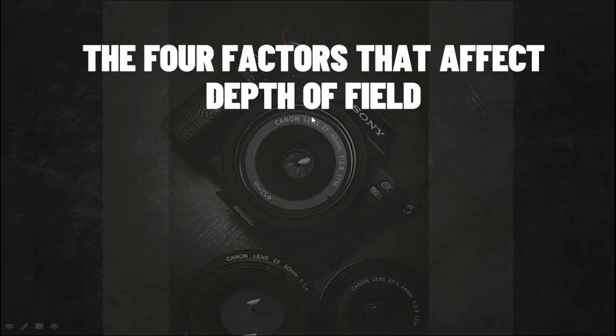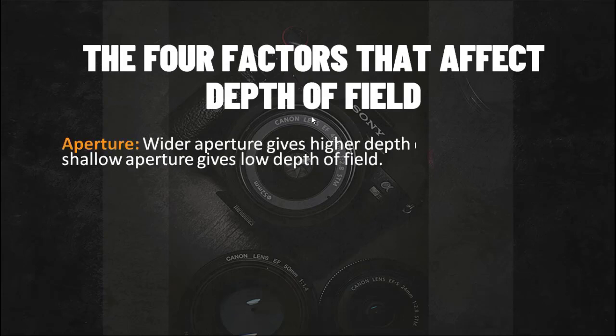Alright, now the 4 factors that affect depth of field in an image would include: 1, the aperture. A wider aperture gives greater depth of field, and a shallow aperture gives low depth of field. So if you want to have a very beautiful depth of field, you have to dial down your aperture as low as possible. And most low light lenses also give very beautiful bokeh effects. For example, the Nikon 50mm or Canon 50mm low light lenses can give you very beautiful bokeh effect, as well as beautiful depth of field.